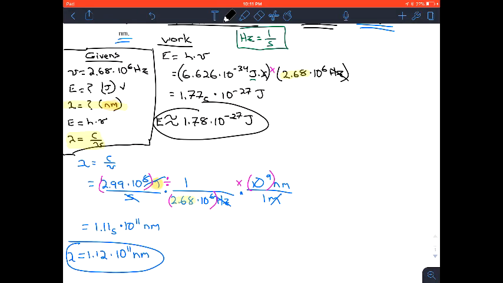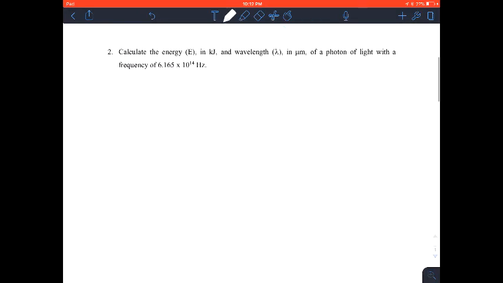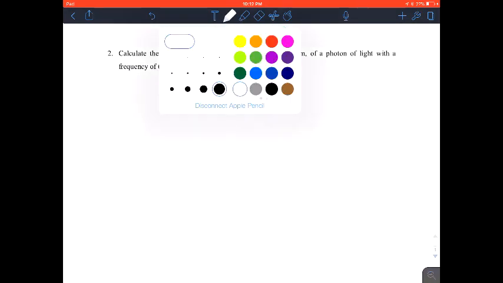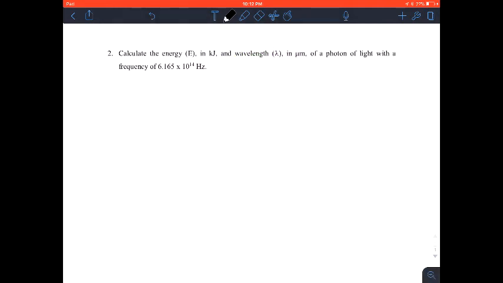Notice that the key thing that I want you to take away is that I did it step by step. I didn't try to solve everything at once. I just used the variables that were given to me in order to solve the problem at hand. Now let's take a look at number 2. Number 2 reads, calculate the energy in kilojoules and wavelength in micrometers of a photon of light with a frequency of 6.165 times 10 to the 14th hertz.